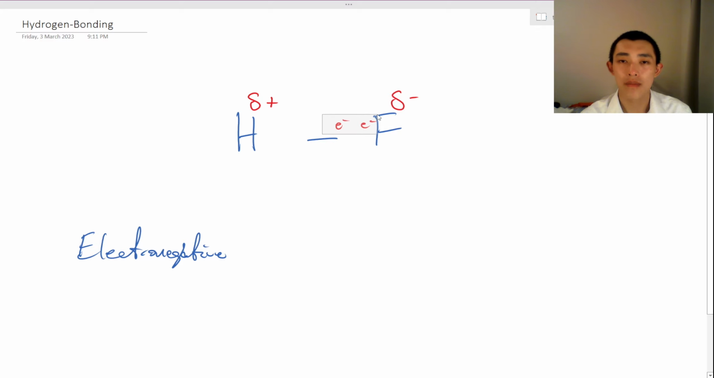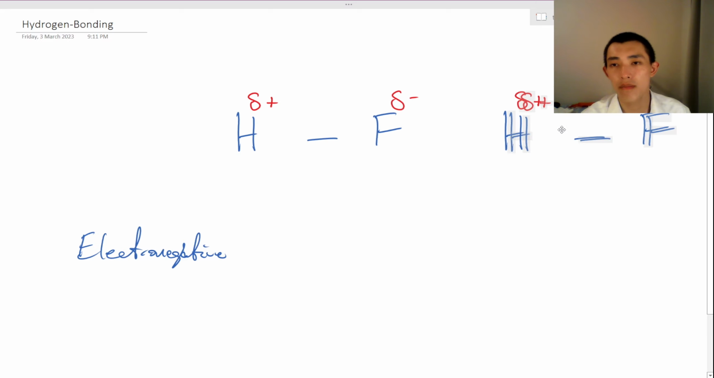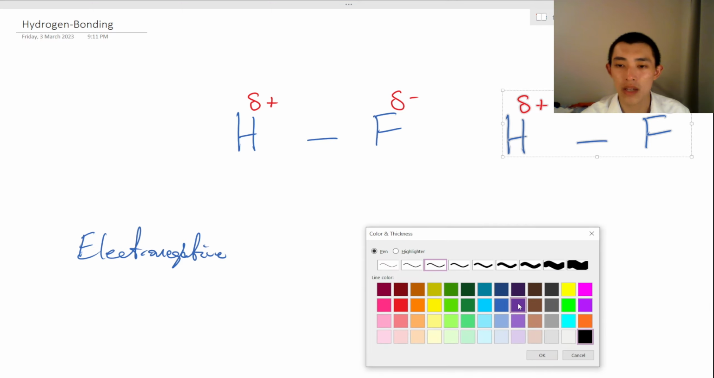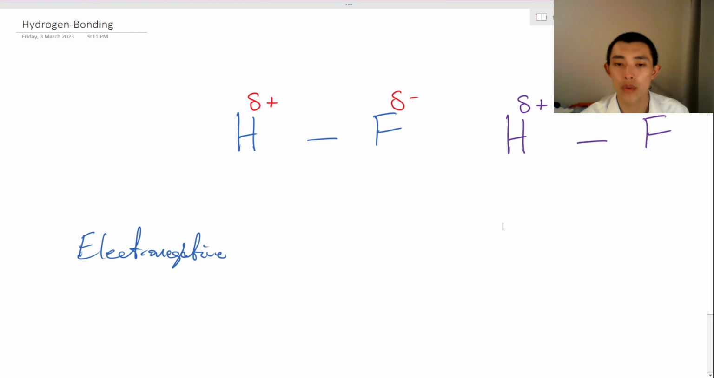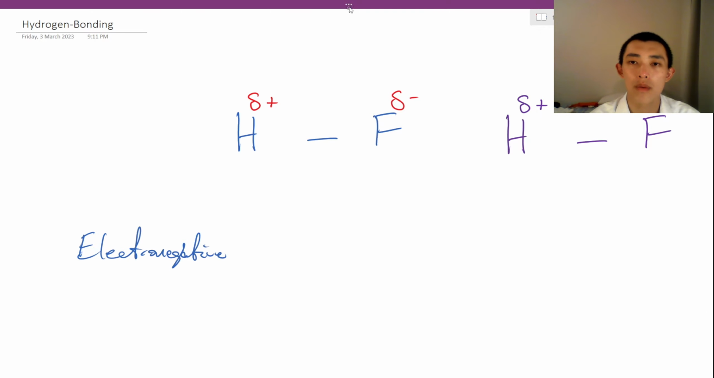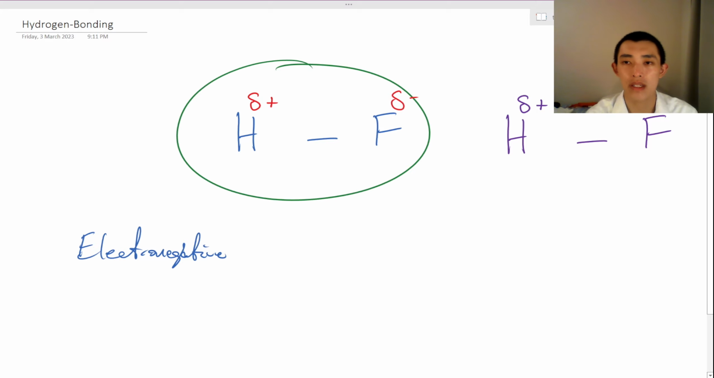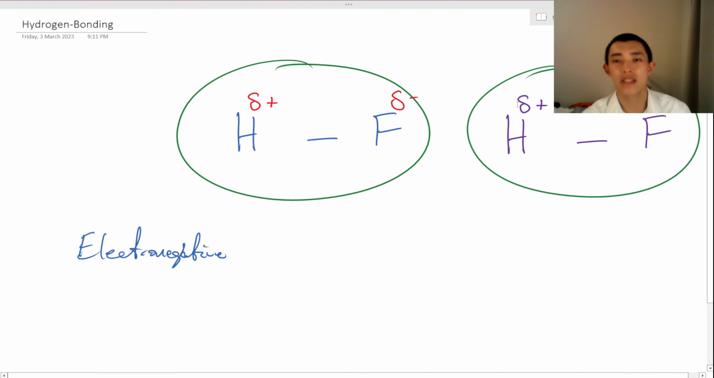Now, if you have a second hydrogen fluoride, chilling, well then what might happen? Well, we can see what might happen here. If I change the colors, I have blue and purple. The purple hydrogen is positive and the blue fluorine is negative. Again, this is between different molecules, right? This is one molecule and this is another molecule. You can see that this is distinctly happening between two different molecules.